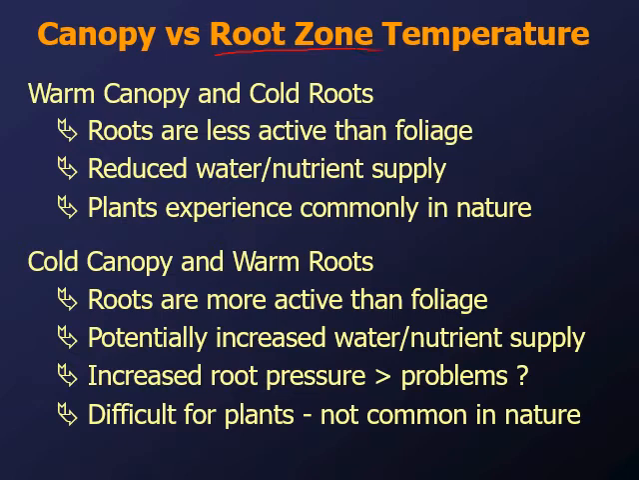Talking briefly about the root zone temperature, we've been talking a lot about above the root zone. If you have a warm canopy, that's the leaves and stem above the soil level, versus cold roots, that means your roots will be less active than your foliage, right? Which means if the soil's too cold, it's going to reduce water and nutrient supply to the plant. So it could become limiting. But at the end of the day, as this slide points out, this is a normal occurrence in nature. More often than not, the soil temperature is a little cooler than the air. So I think up to a certain point, this is totally acceptable.